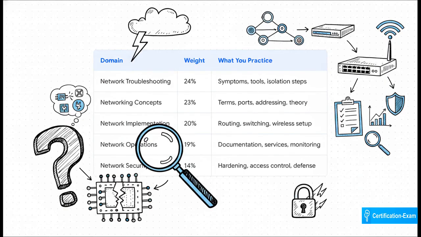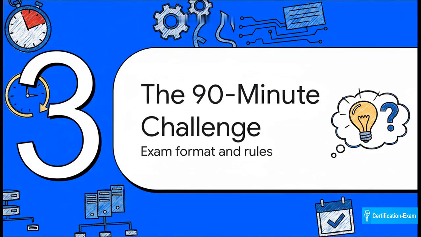Implementation is where you actually get to roll up your sleeves and configure routers and switches. Operations is all about the day-to-day work of keeping a network happy and healthy. Security, well, that's pretty self-explanatory. It's all about defending your network. And finally, troubleshooting, that's where you put on your detective hat to figure out what went wrong and how to fix it.